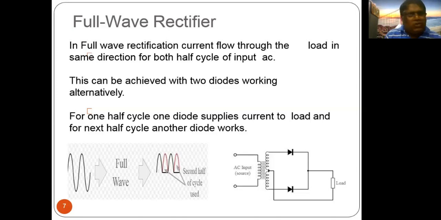Okay. For one half cycle, one diode supplies current to the load, and for the next half cycle, the other diode works. So in this full wave rectifier, we are using the center tap transformer only, and two diodes are used. One more important point: the transformer is an iron core transformer. Iron core transformer means audio frequency transformer, which is only for low frequency.